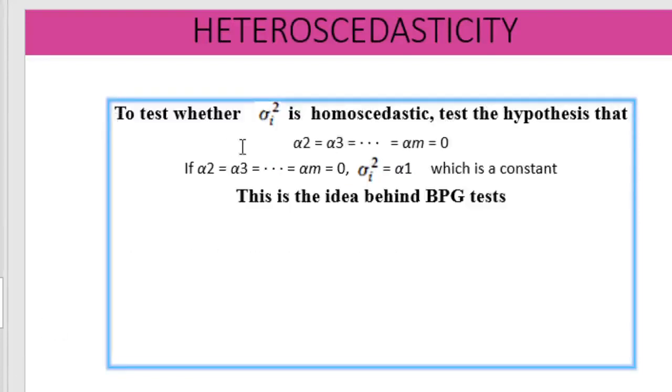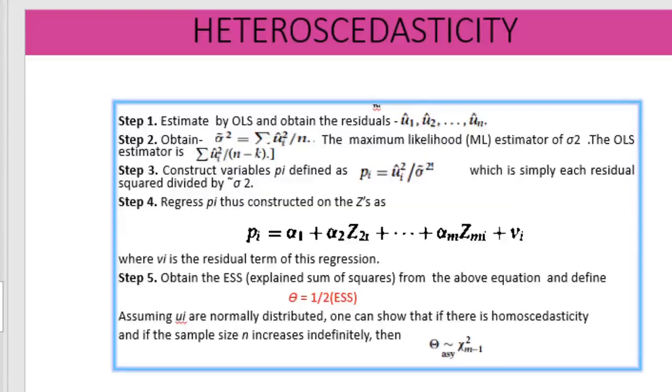To test whether sigma i square is homoscedastic, test the hypothesis that alpha 2 equal to alpha 3 equal to alpha m equal to 0. If alpha 2 equal to alpha 3 equal to alpha m equal to 0, then sigma i square equal to alpha 1, which is a constant. This is the idea behind the Breusch-Pagan test.